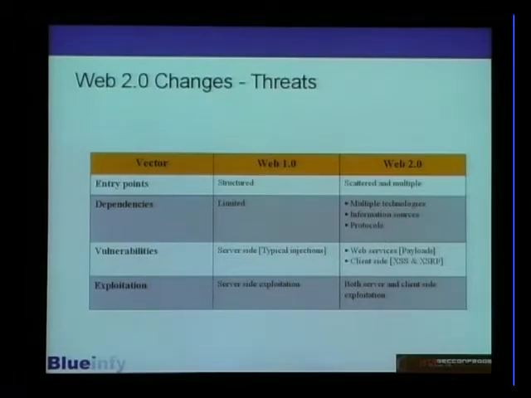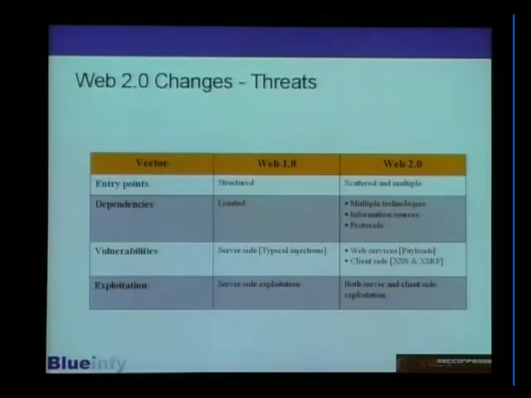With 2.0, what we are adding on top of 1.0 is web services payloads. We try to hack into web services, maybe JSON web services or SOA web services. And then we are looking at cross-site scripting and cross-site request forgery for all this 2.0 stuff. And exploitation, we used to have server-side exploitation. Now we have a lot of different frameworks by which your browsers can be exploited. So once an attacker gets hold of one simple cross-site scripting, your entire browser can be hijacked.